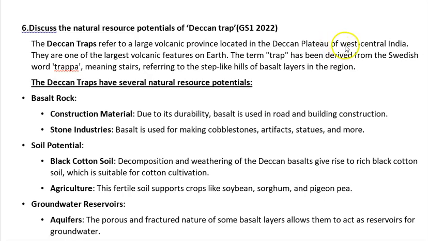introduction. It is located in west central India. That means it's part of western India, it's part of central India, so west central India. It's a large volcanic area created because of volcanic eruption.